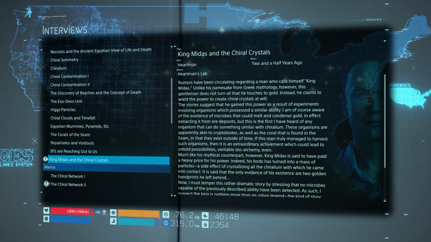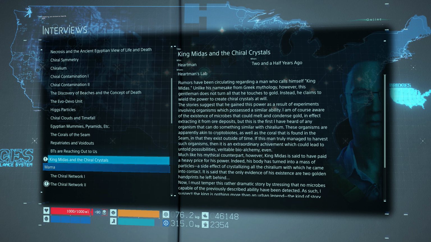Instead, he claims to wield the power to create chiral crystals at will, so it's a pretty descriptive name for him. It is gold-like. I mean, it certainly looks goldish. Chiralium. The story suggests that he gained this power as a result of experiments involving organisms which possess a similar ability. I am, of course, aware of the existence of microbes that could melt and condense gold, in effect extracting it from ore deposits, but this is the first I have heard of any organism that can do something similar with chiralium.